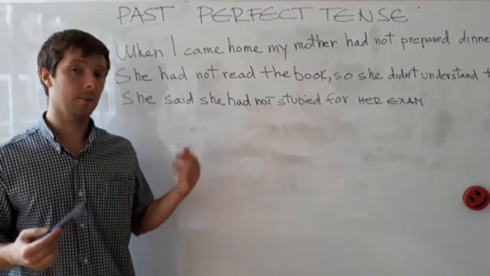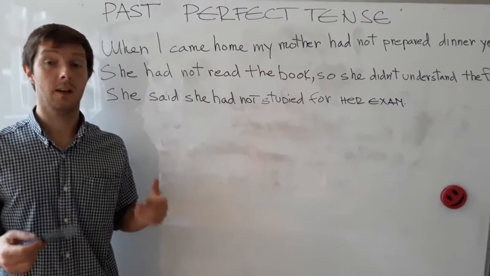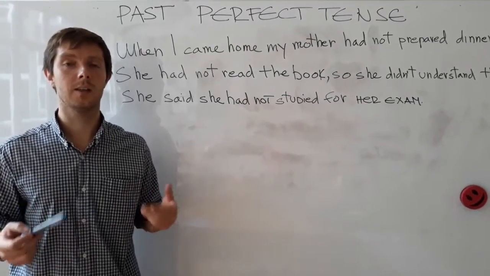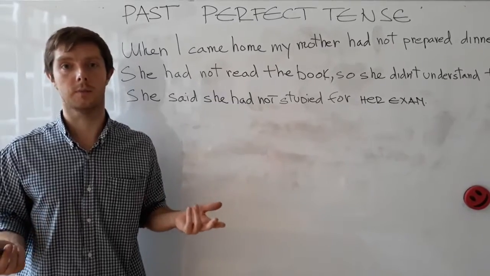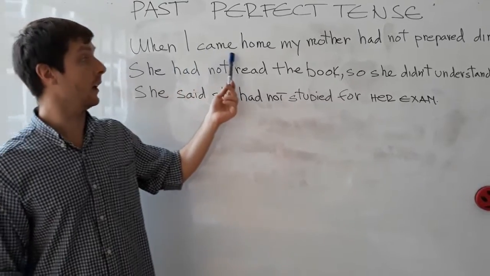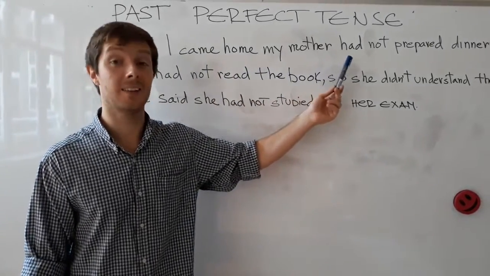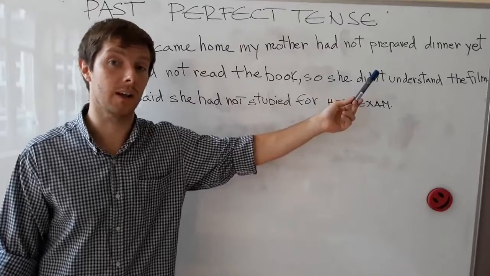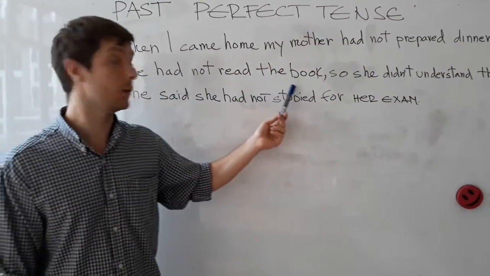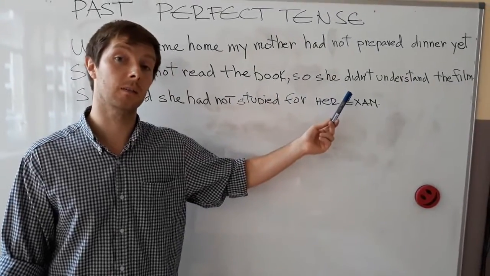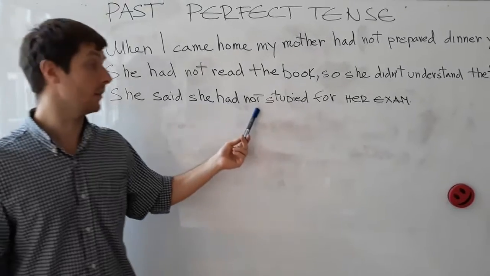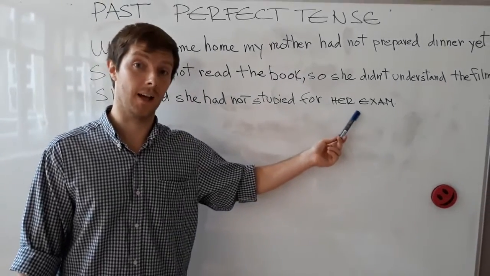And here I demonstrate to you the negatives. A negative simply means that it is the opposite of doing something. It is saying that you're not doing something. So the examples are, when I came home, my mother had not prepared dinner yet. She had not read the book, so she didn't understand the film. She said she had not studied for her exam.